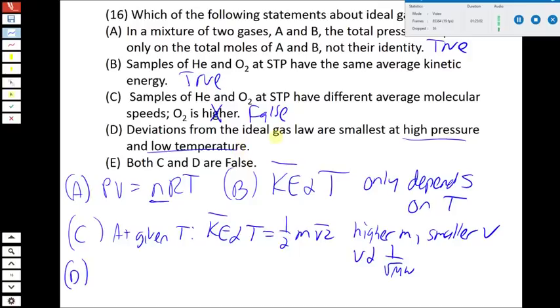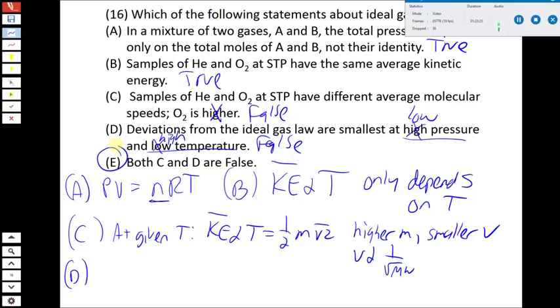So deviations from the ideal gas law are smallest when you have not high pressure but low pressure. That's because you want the gas molecules to be farthest apart, and you want the temperature to be high so they're moving around as quickly as possible. So this one again is false because it states the opposite of what should be the case, which is that deviations are smallest at low pressure and high temperature. So choice E is what we're going to pick. Both C and D are false.